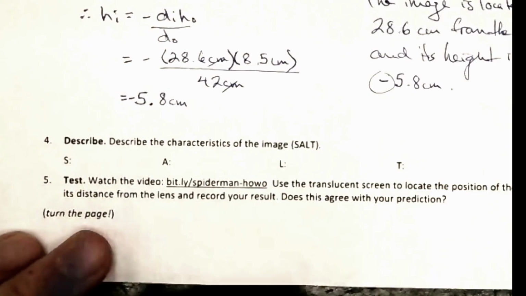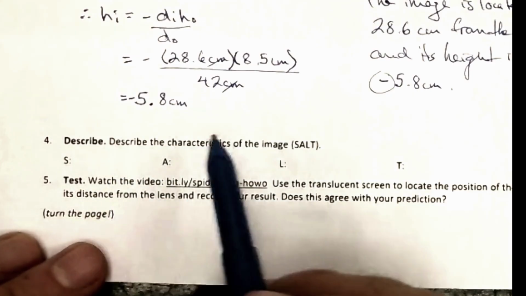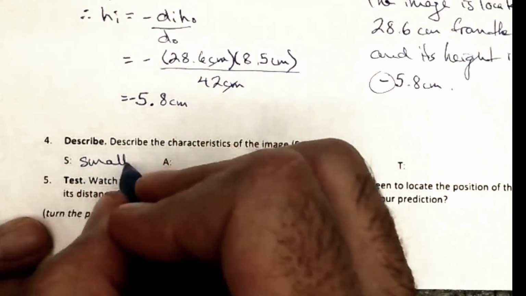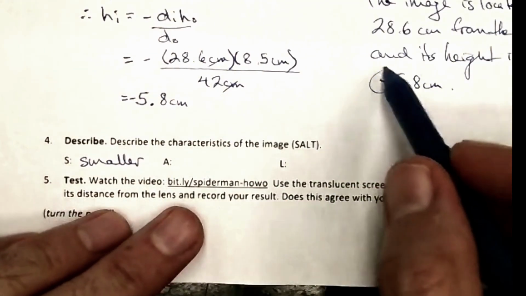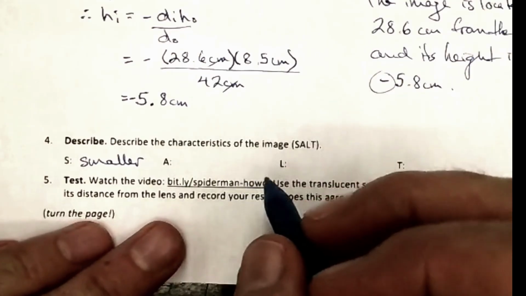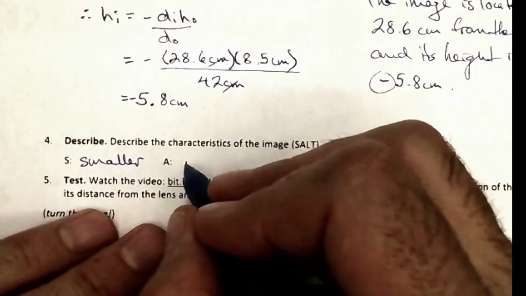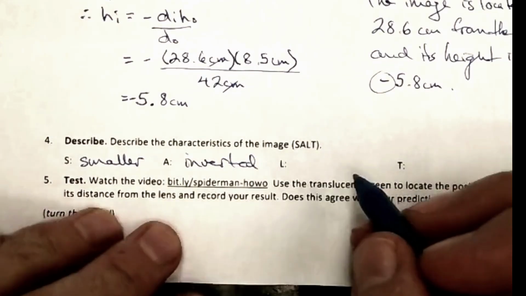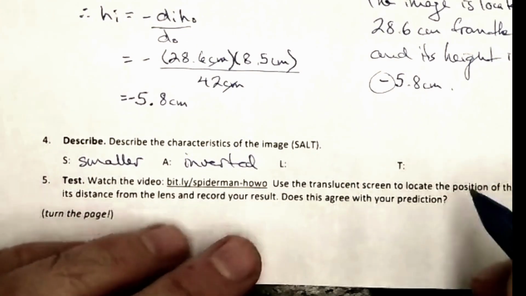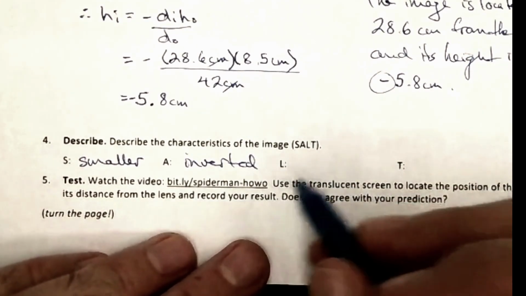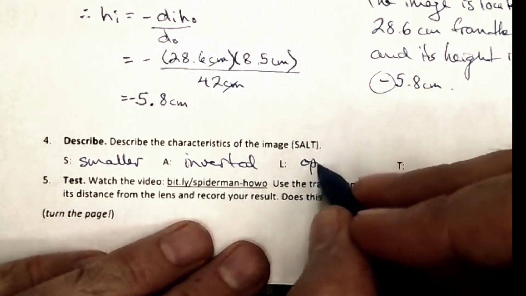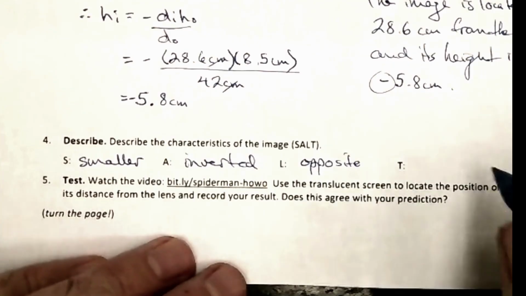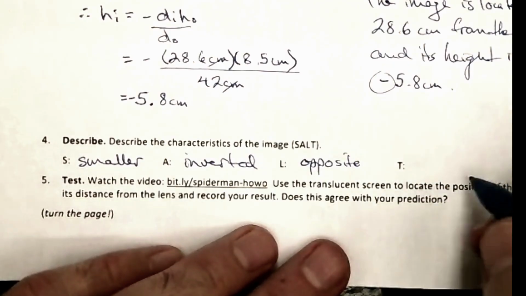The size is smaller than the original, 8.5 centimeters versus 5.8. The attitude, that negative sign here, was telling us mathematically that it's inverted. And we also had the ray diagram to help us out, so we knew that it would be inverted. The location is on the opposite side of the lens. We see that from our ray diagram. And the type is real.